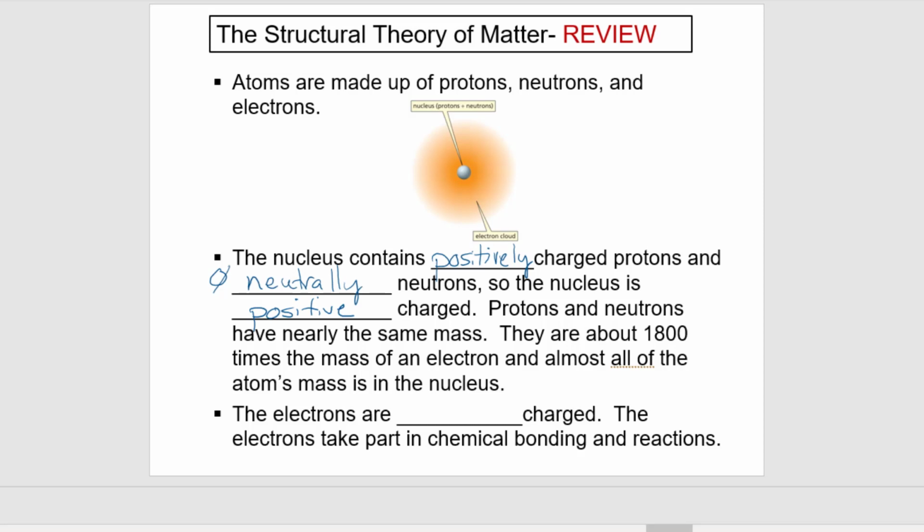Now, the mass of an atom, of any element, is largely comprised of the protons and the neutrons because they amount to about 1800 times the mass. They are so much heavier than one electron. The mass of an electron is insignificant compared to the mass of a proton or a neutron. Therefore, we kind of don't worry about it. Electrons are negatively charged, and the electrons are what take part in chemical bonding and thus the reaction.